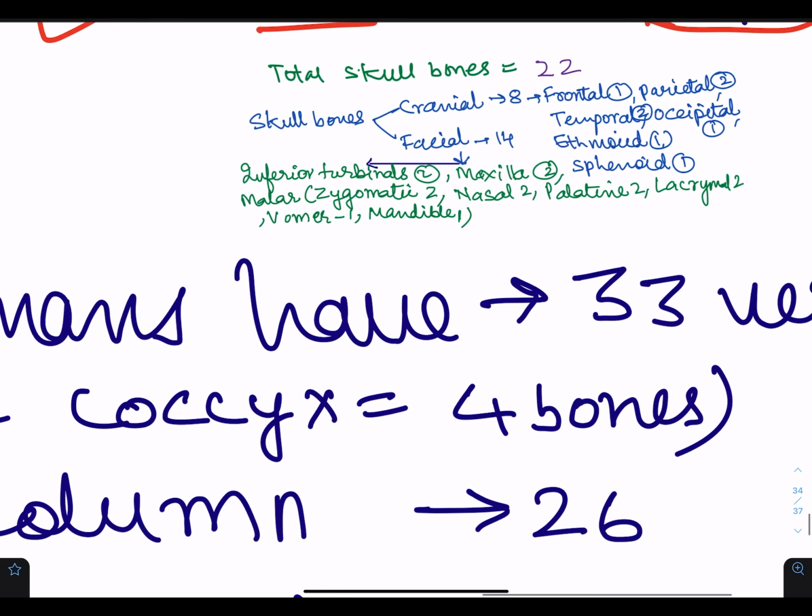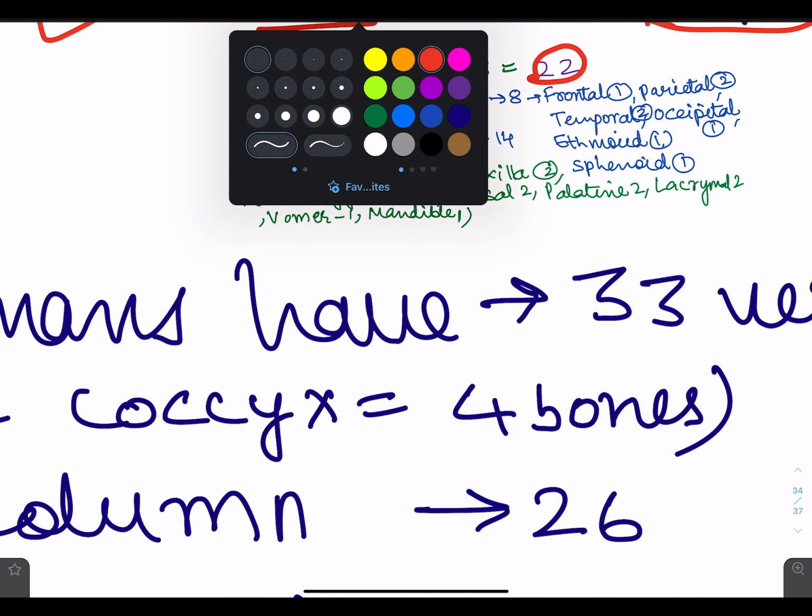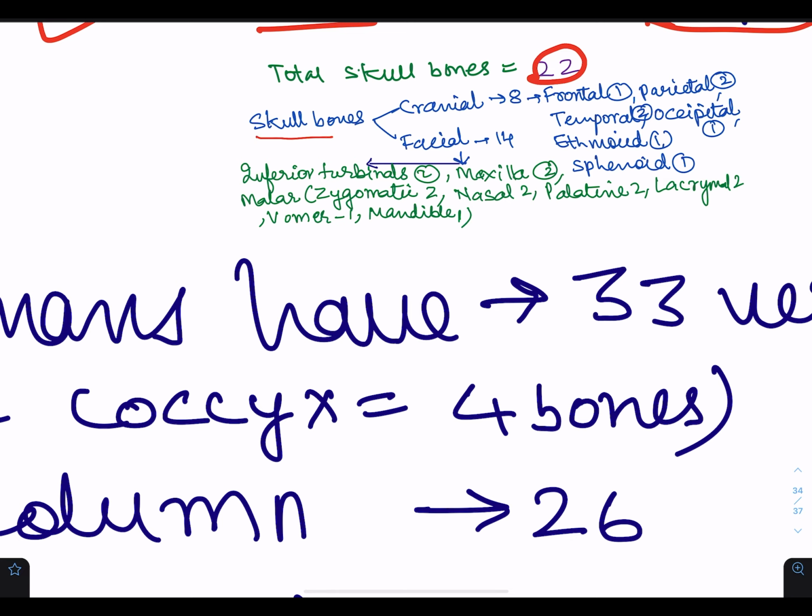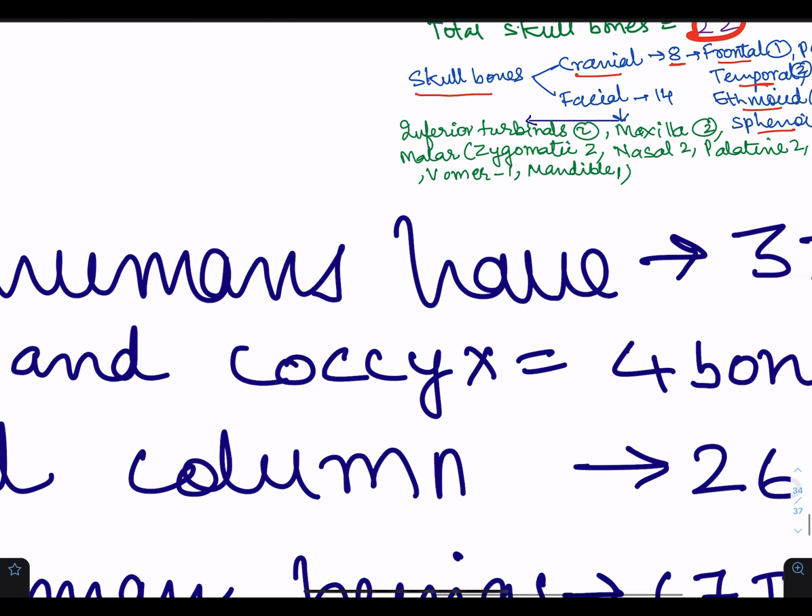See, total skull bones are 22 and the skull bones, cranial 8. So name of these 8 bones are frontal, which is 1, parietal, there are 2 bones, temporal 2 bones, occipital is 1, and ethmoid is 1 and sphenoid is 1. Let us see these bones in the diagram.